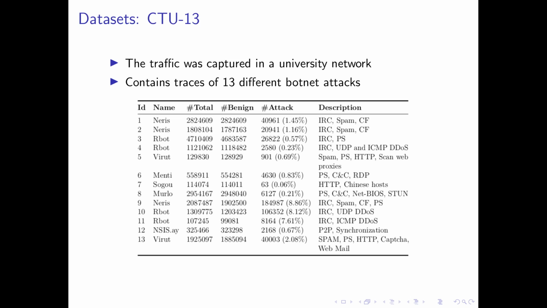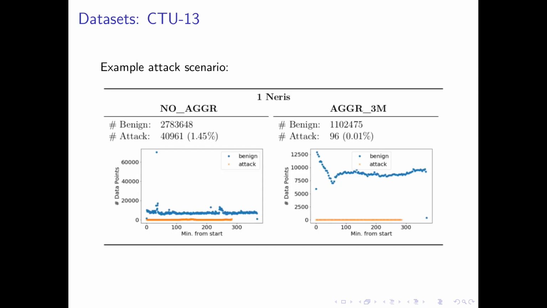We won't go into detail in the table, but you can see that such attacks as DDoS and different web scans and command and control communication were executed. So 13 different botnet attacks. And here's a visualization of the first attack.